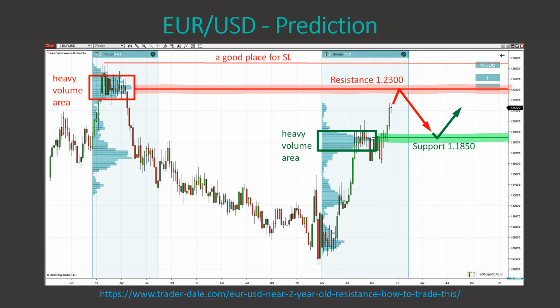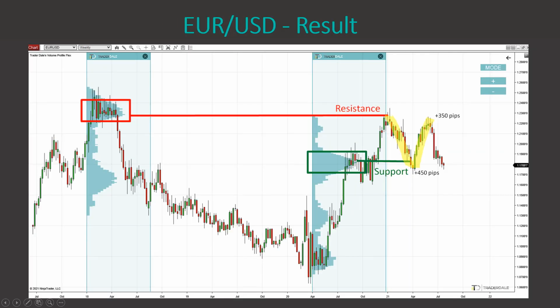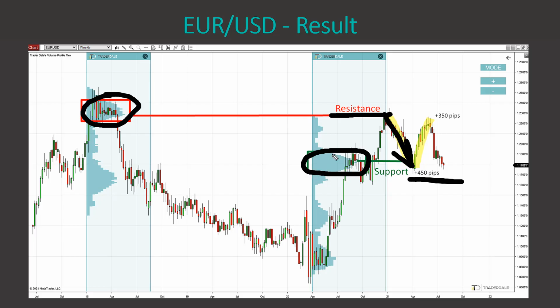So this is another setup I like to use. I call this one the trend setup. You can learn more about it in the book. Yeah, this is how it played out. This is the resistance and the reaction to it. 450 pips reaction to that resistance based on those volumes. And regarding this support, another reaction and 350 pips. All right, so this is how it is supposed to work.